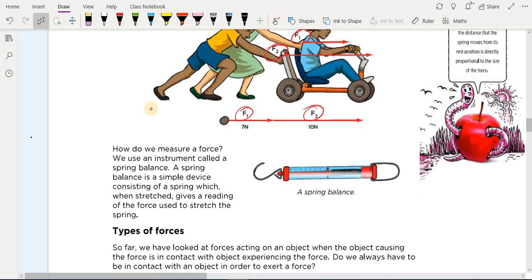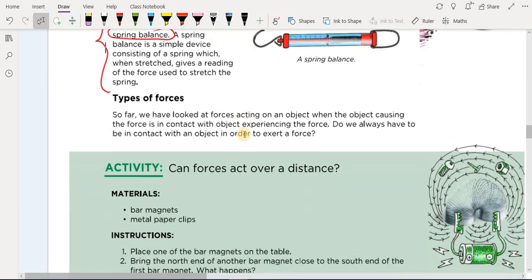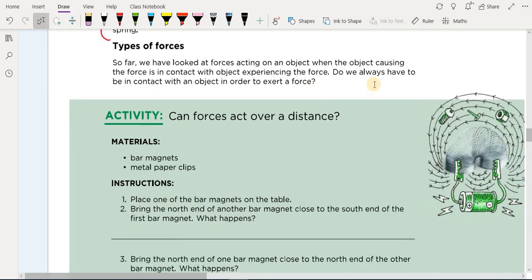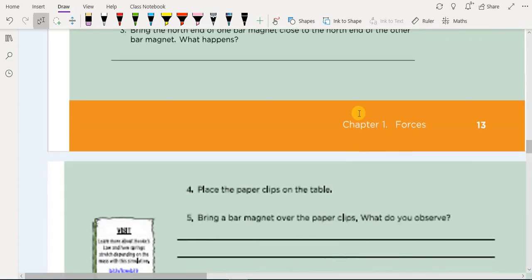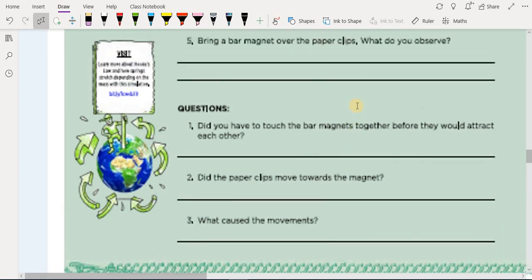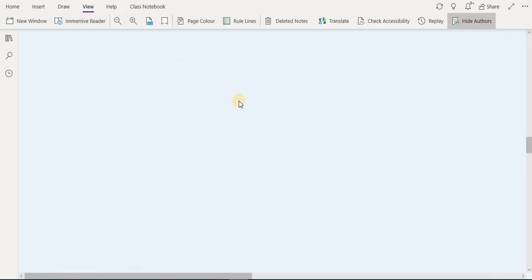We spoke about a spring balance, which is just an instrument we use to measure a force, and that I did in the previous lesson. We then get on to different types of forces, and this particular activity we'll have to come back to at some point because it's about working with magnets and paper clips, but I'm sure you've got some experience of magnets. I'm sorry about the next page. I had to copy this as an image, so it's a bit blurred in this version that I'm looking at.